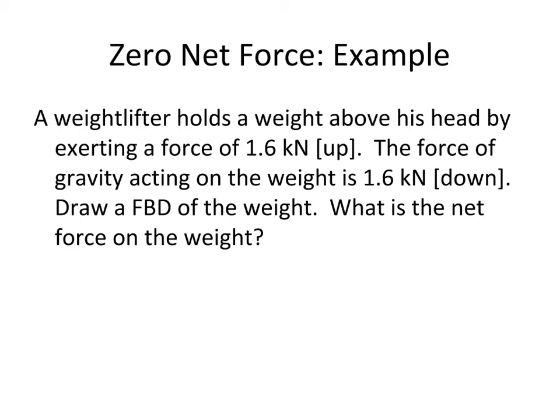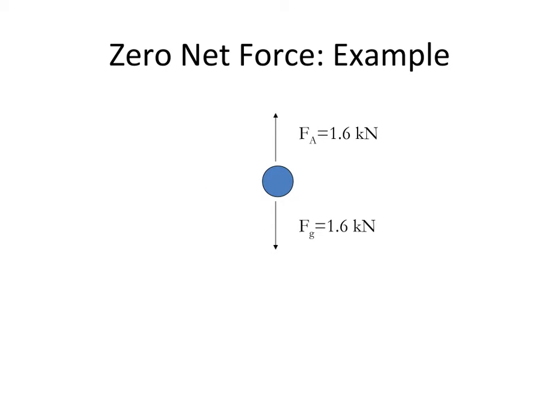What if we have 0 net force? A weightlifter holds a weight above his head by exerting a force of 1.6 kilonewtons up. The force of gravity acting on the weight is 1.6 kilonewtons down. Draw a free body diagram of the weight. What's the net force on the weight? Here's our free body diagram. So the applied force is 1.6 kilonewtons upward. Force of gravity, or the weight itself, is 1.6 kilonewtons down. So the net force is 0. We add those two values together and we get a total of 0 force.